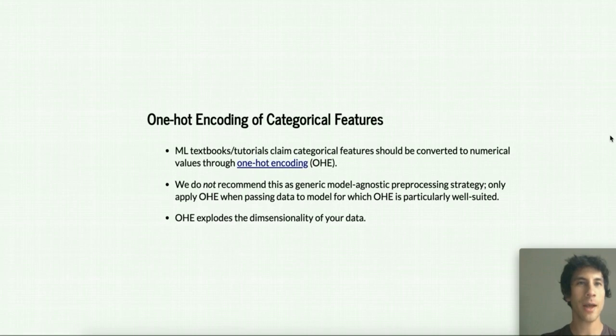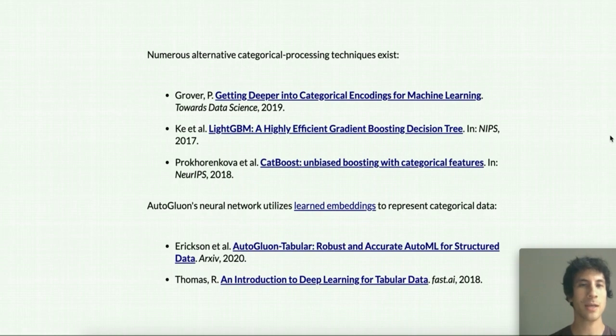You should only apply one-hot encoding when passing data to a model for which this technique is particularly well suited. This is because one-hot encoding comes with the major downside that it explodes the dimensionality of your data, and numerous alternative categorical preprocessing techniques exist. Certain models such as LightGBM or CatBoost provide special handling of categoricals, as does AutoGluon's neural network, which utilizes learned embeddings to represent categorical features.